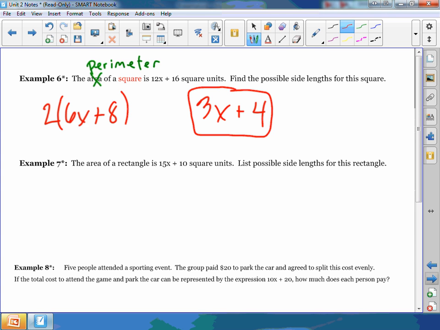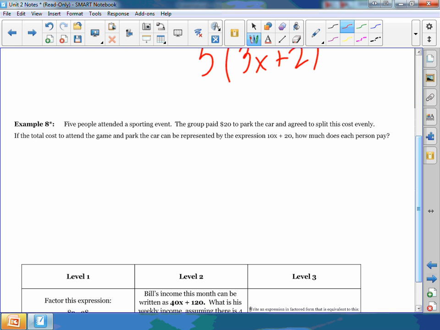How did you factor number 7? AJ? 5 groups of 3x plus 2. The only common factor they share besides 1 would have been 5. So that's how that gets factored. So you could say the rectangle has a length of 5 and a width of 3x plus 2, something like that. All right, good. Jump to example 8.